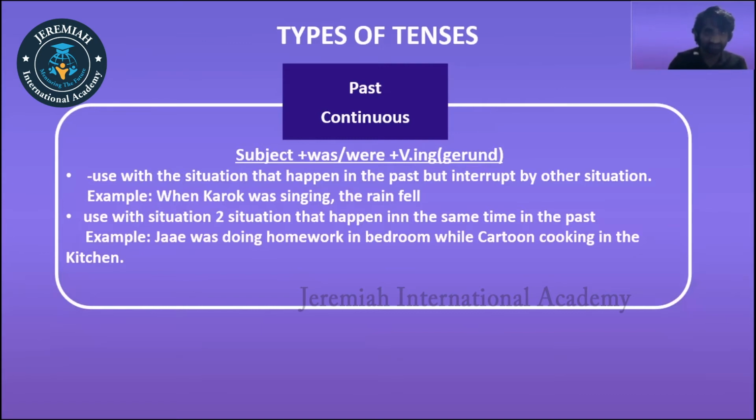All right, so here, that is used with a situation that happened in the past but was interrupted by another situation. Something came in and interrupted the action that was going on, paused it. All right, so use it with two situations that happened at the same time in the past. Okay, so for example, Jay was doing homework in the bedroom while Chaitra was cooking in the kitchen. There is some slight mistake in here.